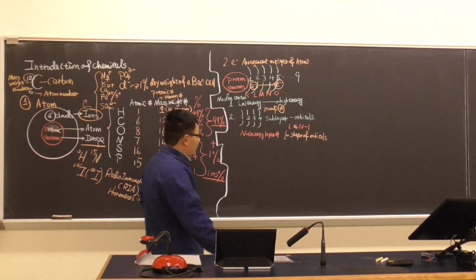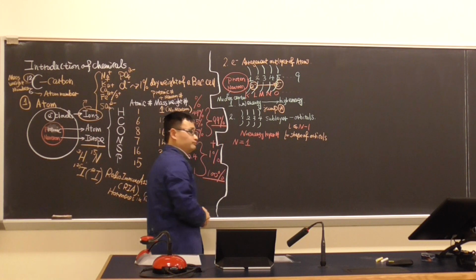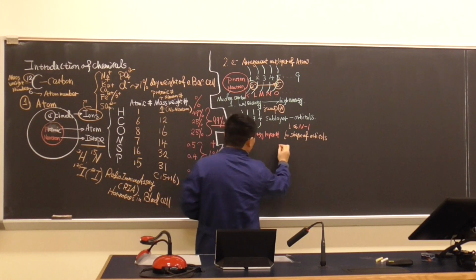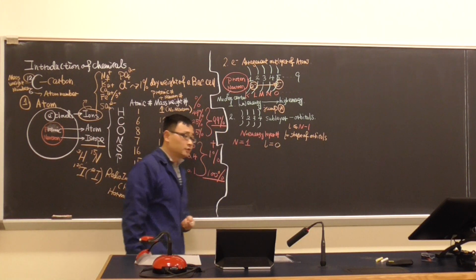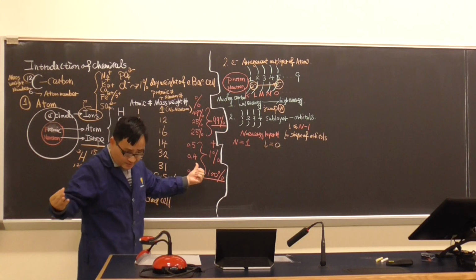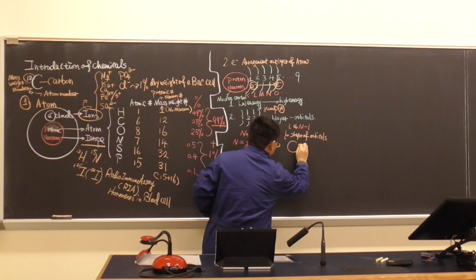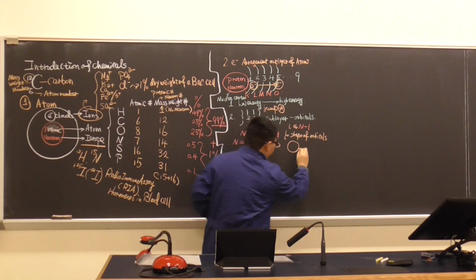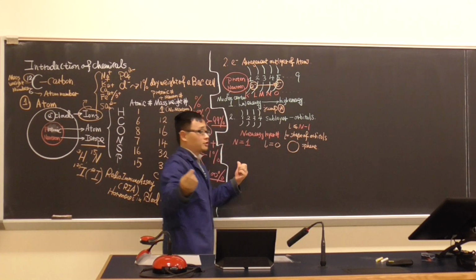Okay, therefore we have the questions for you. Let's say N equals 1. Then L will be 0 only. What's the shape of the sublayer of the orbital? Circle, sphere. Not only one direction.